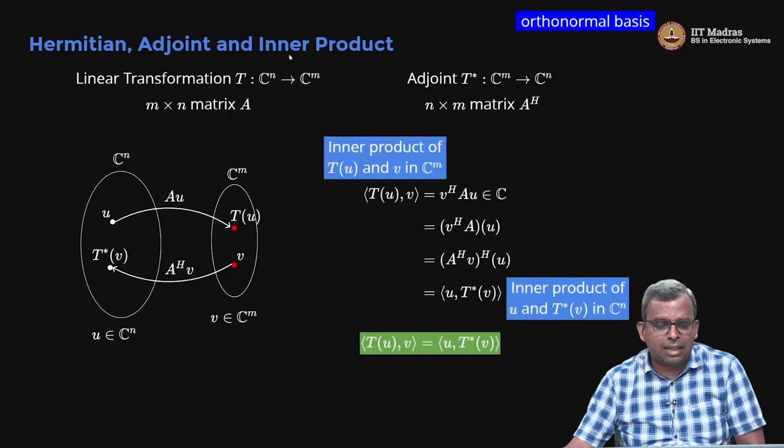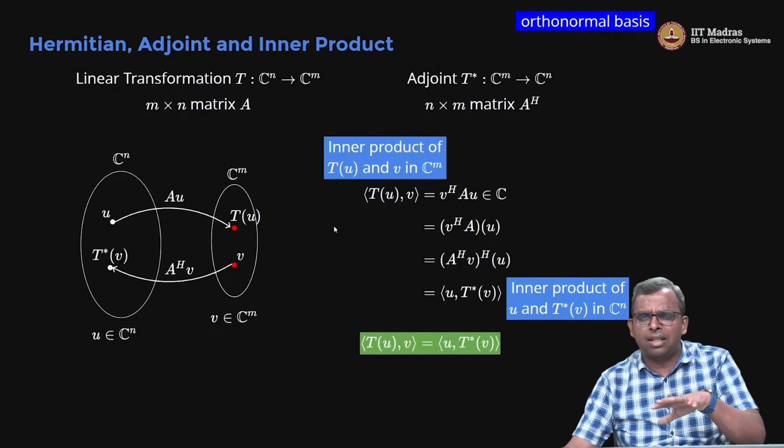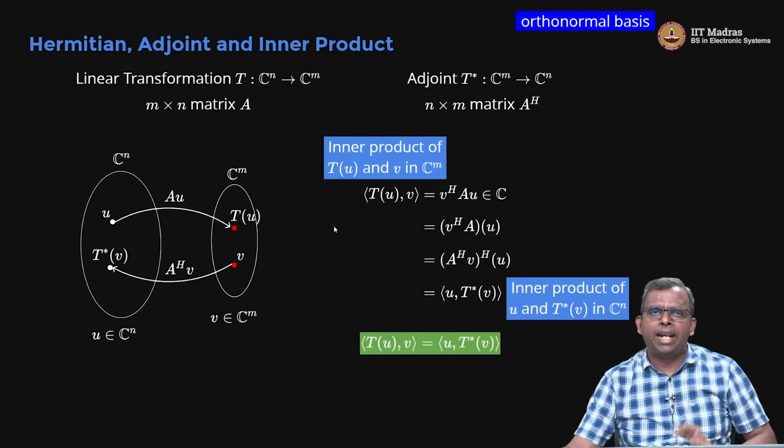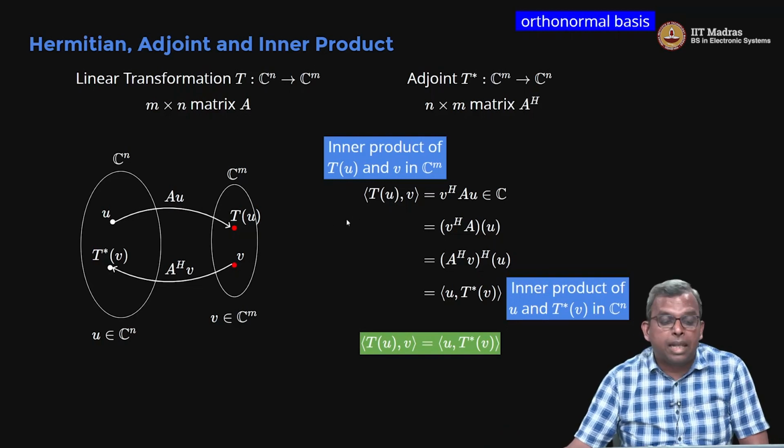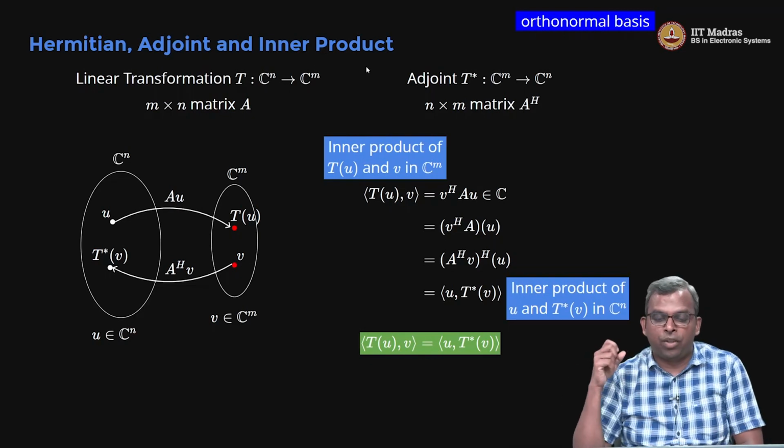Okay, so the first and important connection between Hermitian, adjoint and inner product is the following connection. This connection is at the heart of many of the ideas involving Hermitian and inner product. The Hermitian adjoint and inner product are closely connected, and we are going to see that connection.